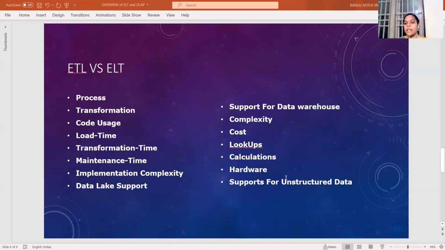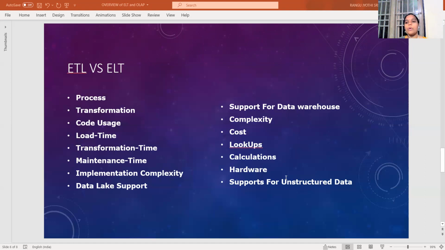Next one is support for data warehouse. How is the support done in ELT and ETL? Let us see that. In the ETL model, it is used for relational and structured data, whereas ELT is used in scalable cloud infrastructure which supports both structured and unstructured data. Coming to the complexity point, ELT involves development only from output backward and loading only relevant data, whereas in ETL, the process loads only the essential data, which is identified at design time.